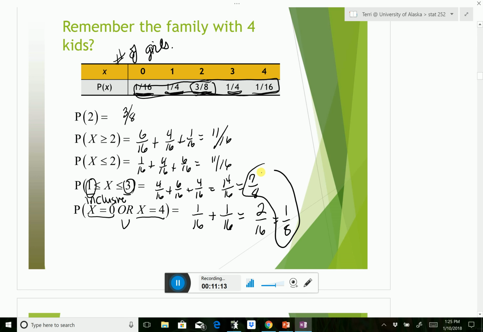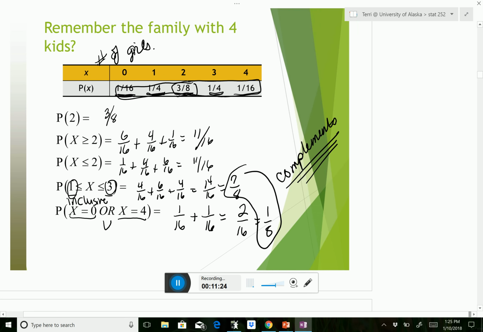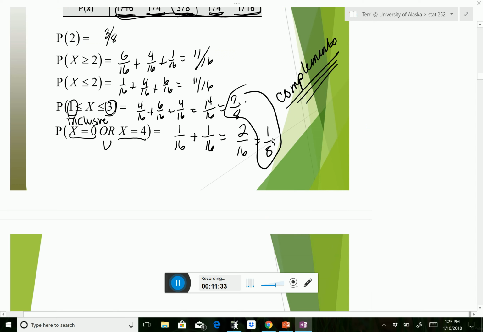And you'll notice that these two are complements of each other. So we could have done 1 minus the other one. 1 minus 7/8 is 1/8, and 1 minus 1/8 is 7/8. So we could have done it that way also.